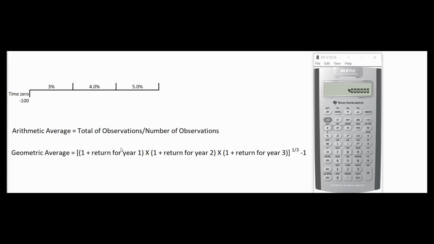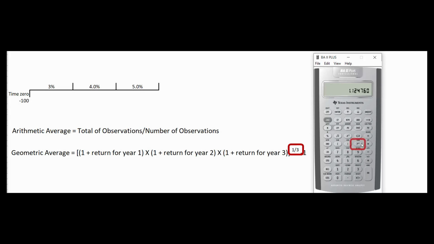Okay, here goes nothing. 1 plus 0.03 is 1.03 times 1 plus 0.04 is 1.04 equals times 1 plus 0.05, 1.05 equals. And then what we're going to do is raise that to the 1/3 power. We're going to find the cube root of that expression there.